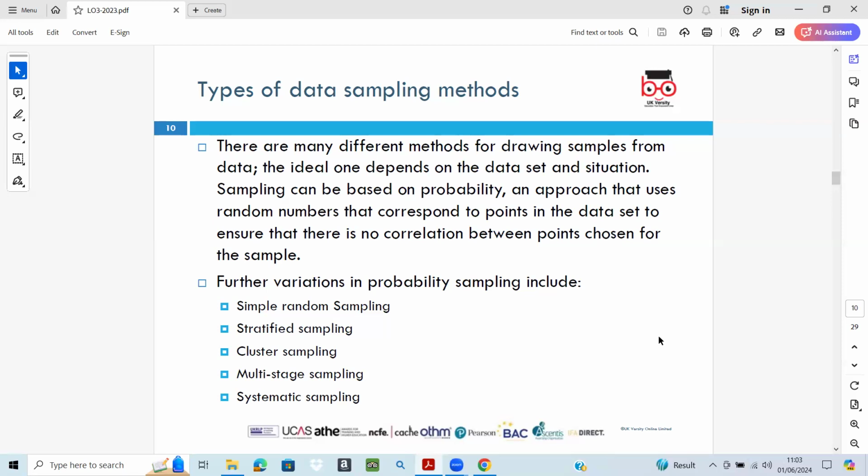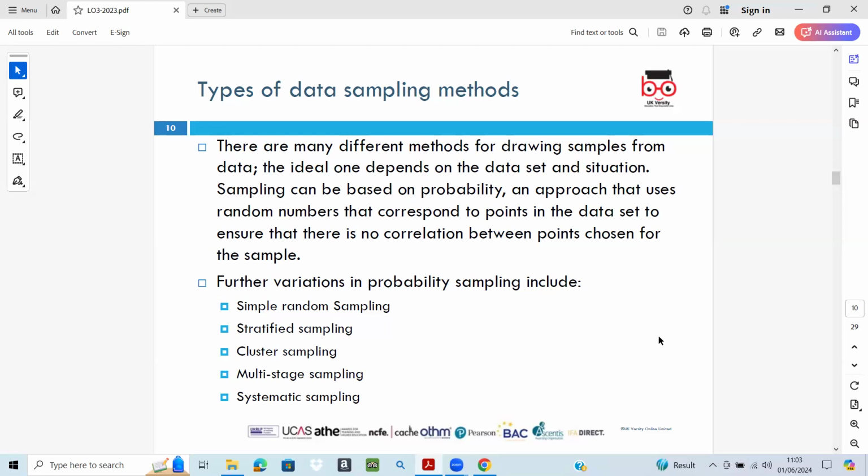Then we have stratified sampling. The population is divided into subgroups or strata based on certain characteristics, for example, age, gender, income. Samples are then randomly taken from each stratum, and this method ensures each subgroup is represented in the sample, which can be helpful for capturing diversity in the population.